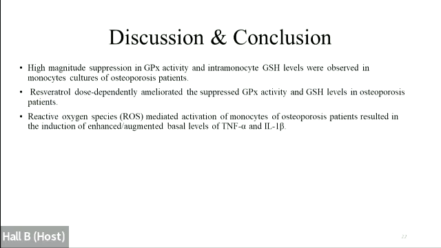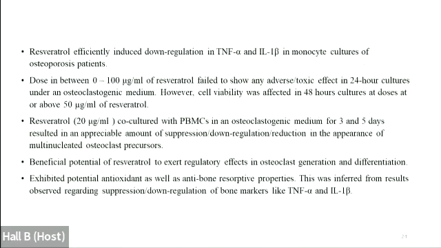Now, to conclude, we can easily say that there is a high magnitude suppression in glutathione peroxidase activity as well as in glutathione levels in monocyte cultures of osteoporotic patients. Resveratrol dose-dependently ameliorated the suppression of these glutathione peroxidase and glutathione levels in the patient. The active oxygen species mediated activation of monocytes of osteoporotic patients resulted in the augmentation of the basal levels of TNF-alpha and interleukin-1 beta. However, resveratrol was efficiently able to downregulate the levels in the monocyte cultures of the osteoporotic patient.